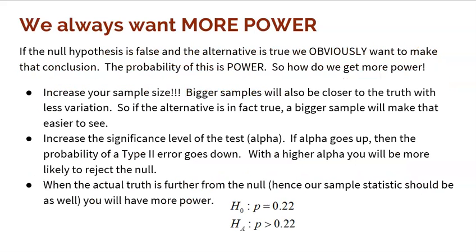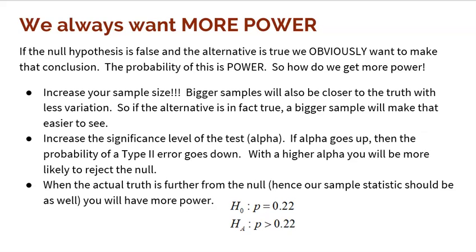Now, just like in any situation, we always want more power. Who doesn't want more power? So here's the deal. If the null hypothesis is false and the alternative is true, we obviously want to make that conclusion, right? So if the person really did commit the crime, they're not innocent, they really did commit the crime, obviously we want to send them to jail. So this is power, doing the right thing. Guilty person goes to jail. So the big question is, how do I get more power?